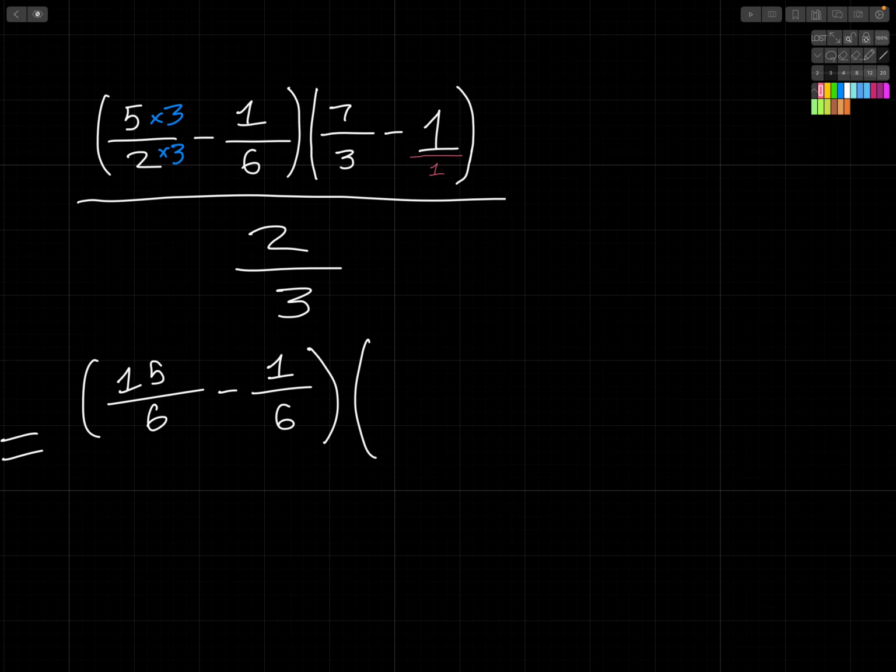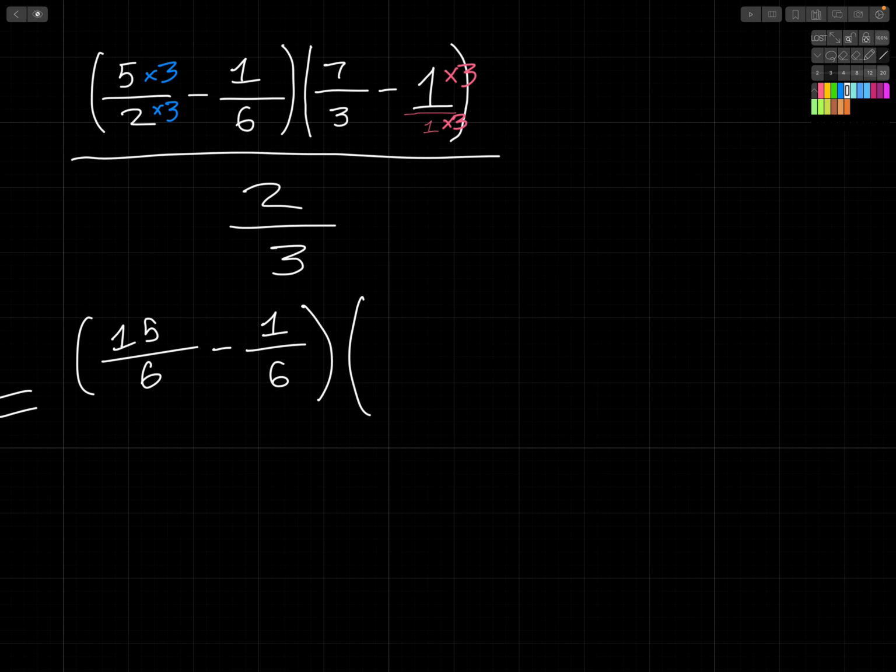So we can see we can times this by 3, and then whatever you do to the bottom, you do to the top. So then we just keep this the same because we already have the denominator of 3. So 7 over 3 minus, and then 1 times 3 is 3. And then here 1 times 3 is 3.